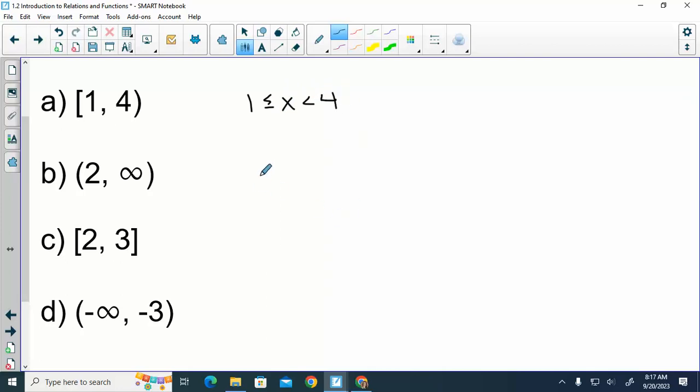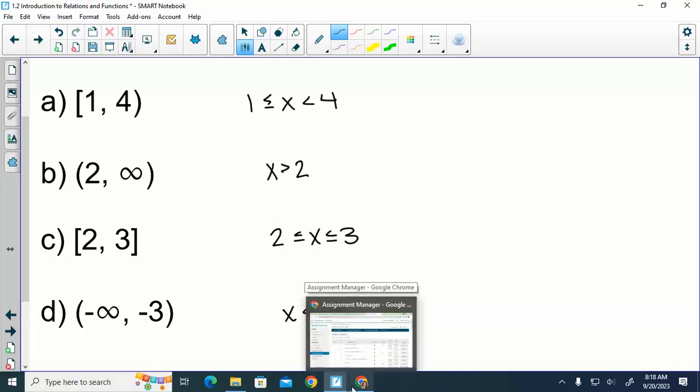Good. B, x is greater than 2. C, 2 is less than or equal to x, which is less than or equal to 3. And D. All right, so we good with that?